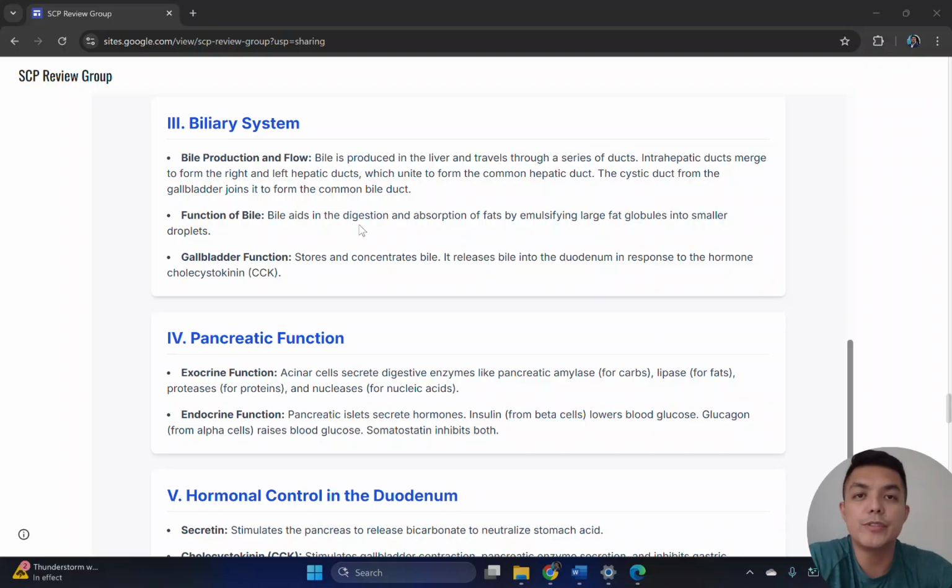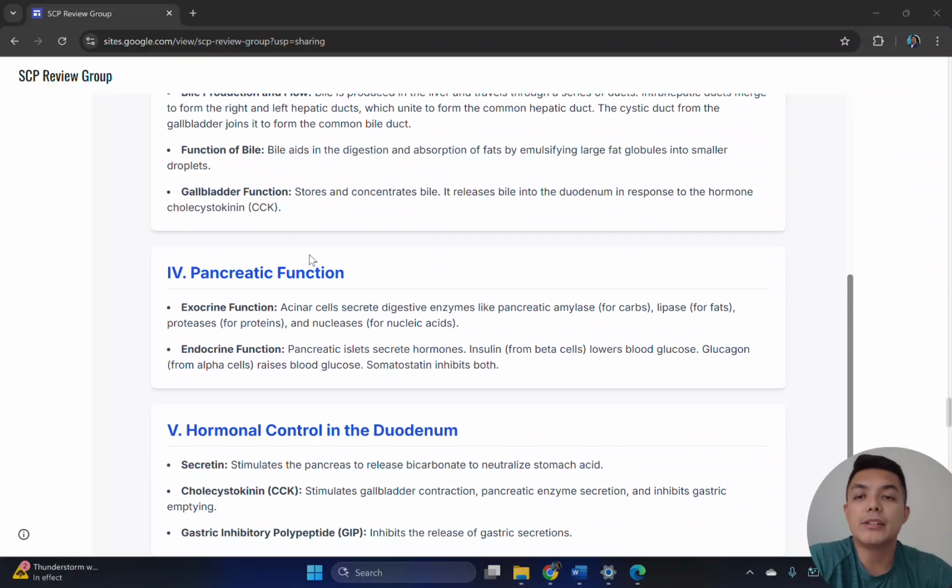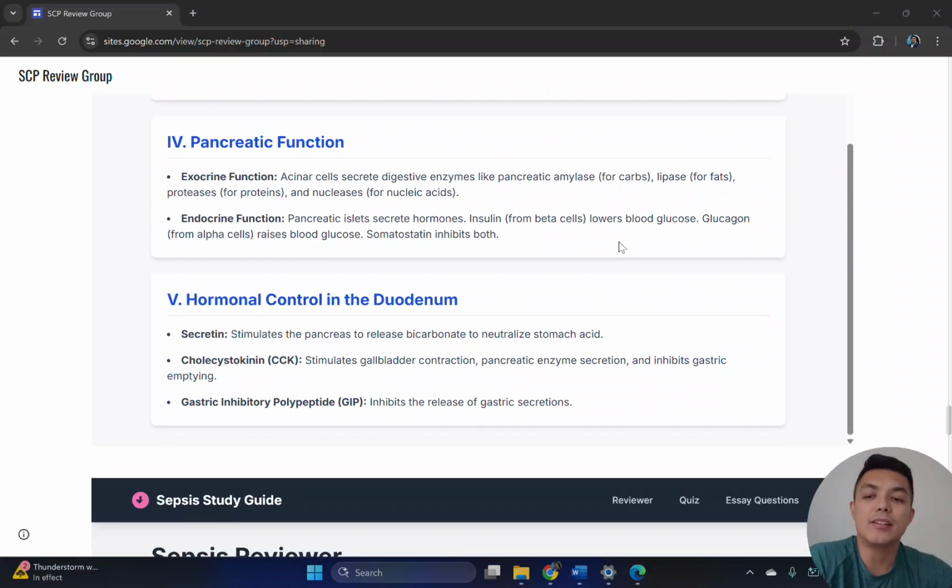And what's the function of the bile? So it aids in the digestion and absorption of fats by emulsifying large fat globules into smaller droplets. So gallbladder function, it stores and concentrates bile, and it releases bile into the duodenum in response to the hormone cholecystokinin, or CCK.